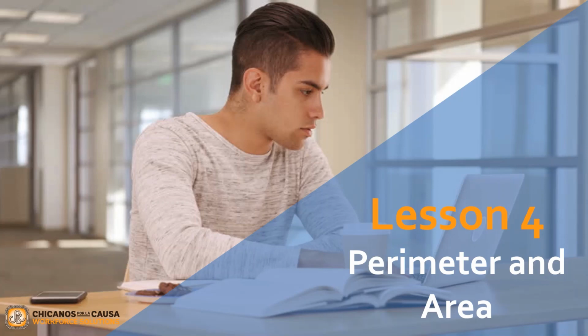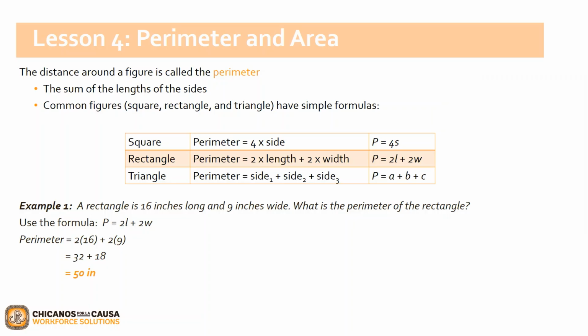Welcome. Let's move on to lesson 4, perimeter and area. In previous lessons, we have learned how to classify triangles, both by sides and by angles. We've also learned about four-sided figures, which includes rectangles and any quadrilateral. For lesson 4, we're going to learn how to find the distance around a figure. The distance around a figure is called the perimeter.